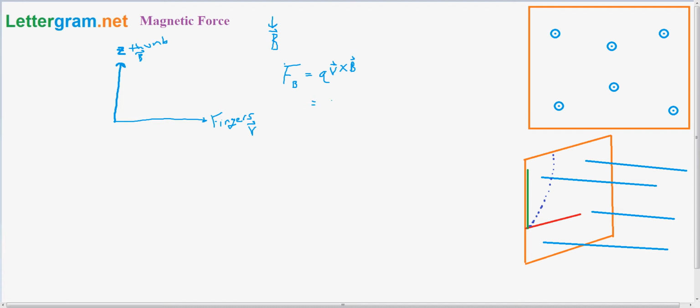This is also equal to the absolute value of the charge times the velocity times B times sine theta. Sine theta is the angle between the magnetic field and the velocity. Usually it's 90 degrees, but if you have like a slant, it will not be. If you follow this rule, if it's often 90 degrees, you'll see some of the pictures right down here.